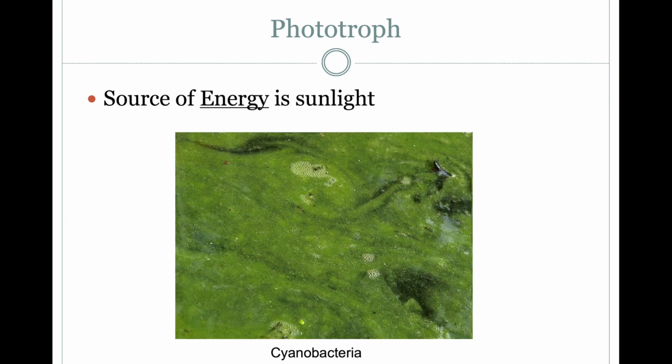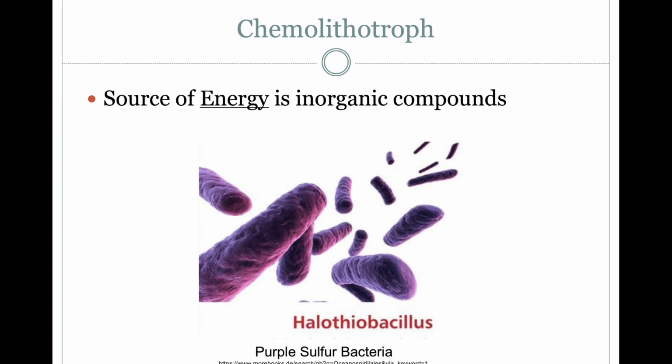Now the other terms here are for energy. Those two are for carbon, and this is for energy. For energy, organisms can get their energy through photosynthesis, so using sunlight to generate energy. This is a picture of cyanobacteria, which is another photosynthetic bacteria found in aquatic regions. Chemolithotrophs are those whose source of energy is an inorganic compound, like these halothiobacillus, purple sulfur bacteria. These guys use a sulfur compound like a sulfate as an end electron acceptor, so that they can use something called anaerobic respiration, which we'll talk about in a lot more detail in the next chapter.